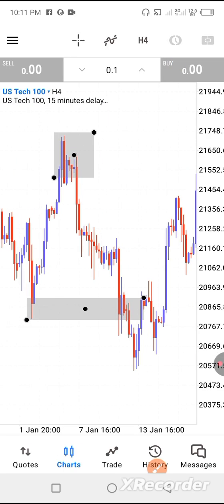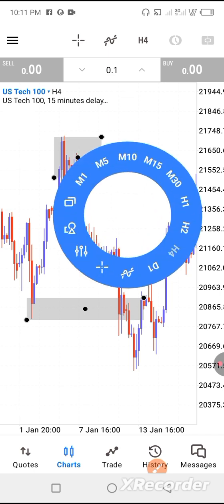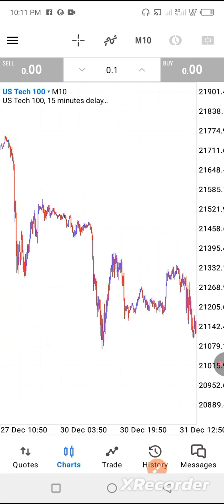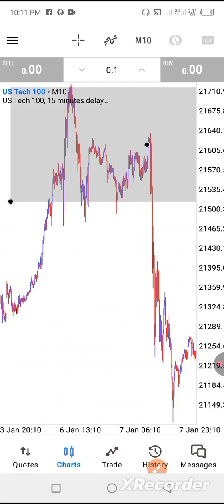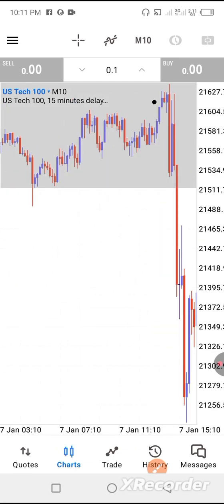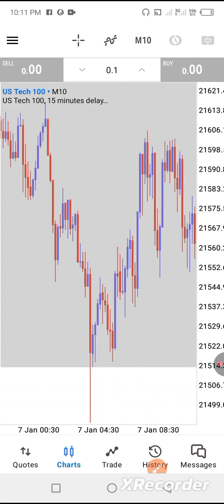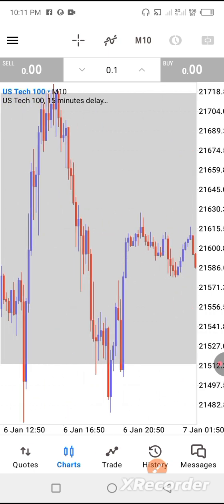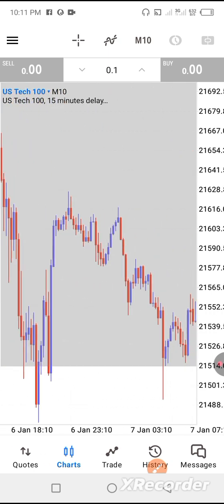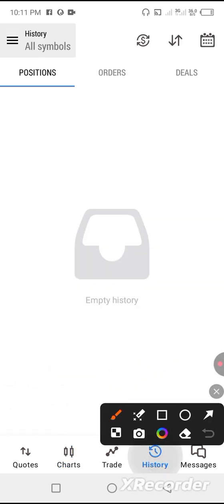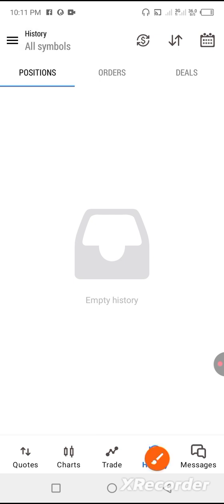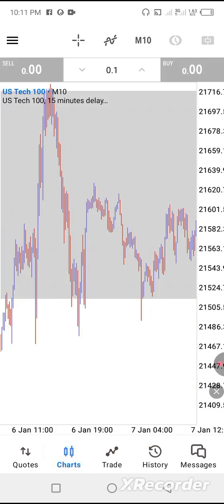Okay, so now let's check on the M10 or M5 to see if price really gave us an entry. Okay, here we are now. Sorry, guys. So price was coming down. Oh, sorry, back to the chart. Let's go back to the chart.